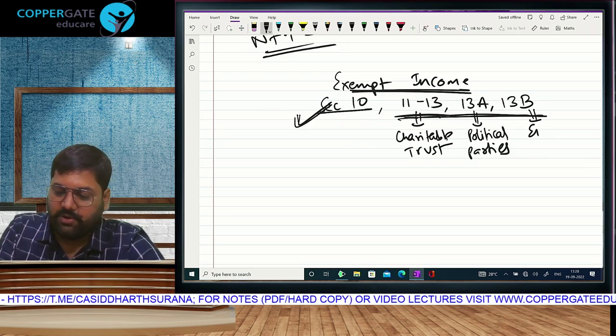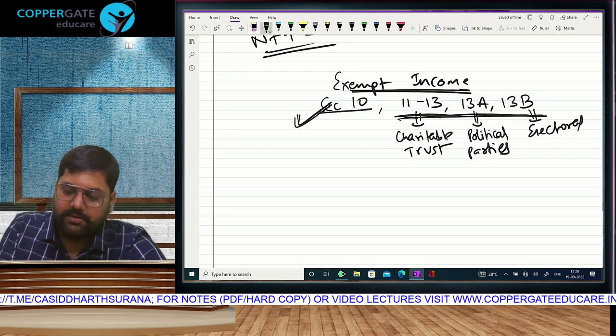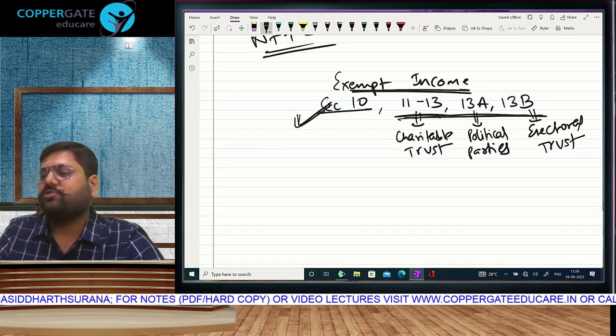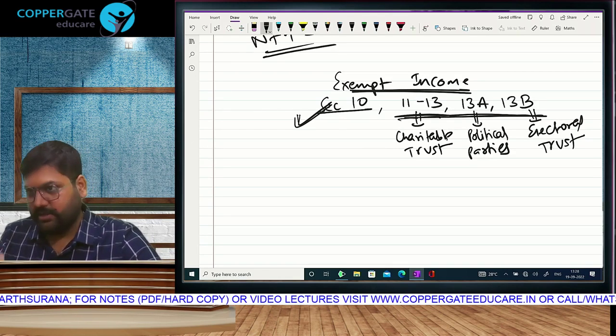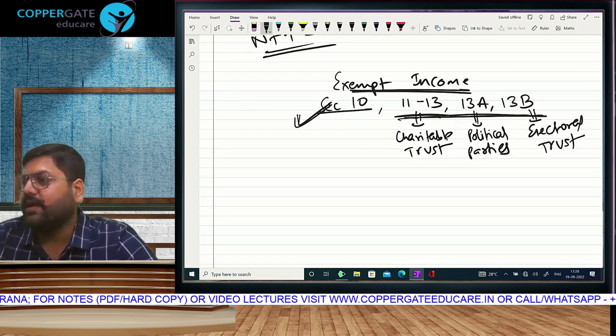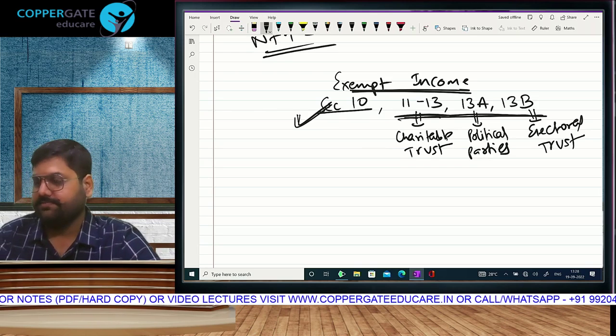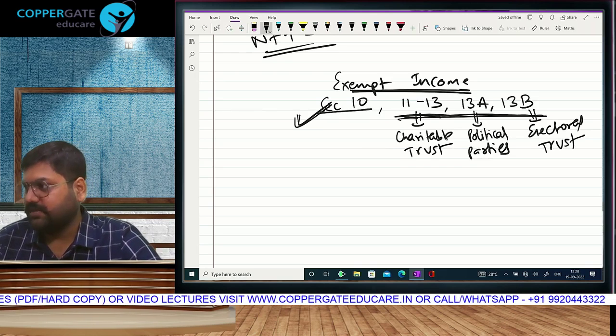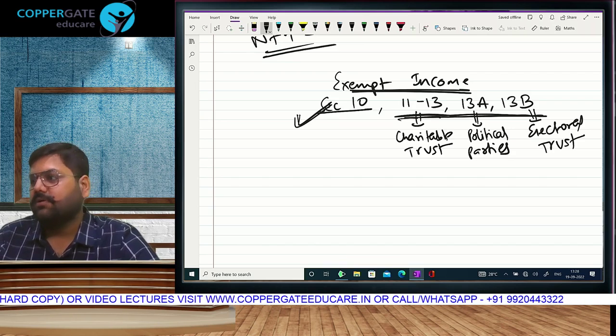And similarly, there is an organization called Electoral Trust. Charitable trust is to do charity. Electoral trust is an organization which is created to provide funding to political parties. So whenever a political party needs funds, it will get money from electoral trust.